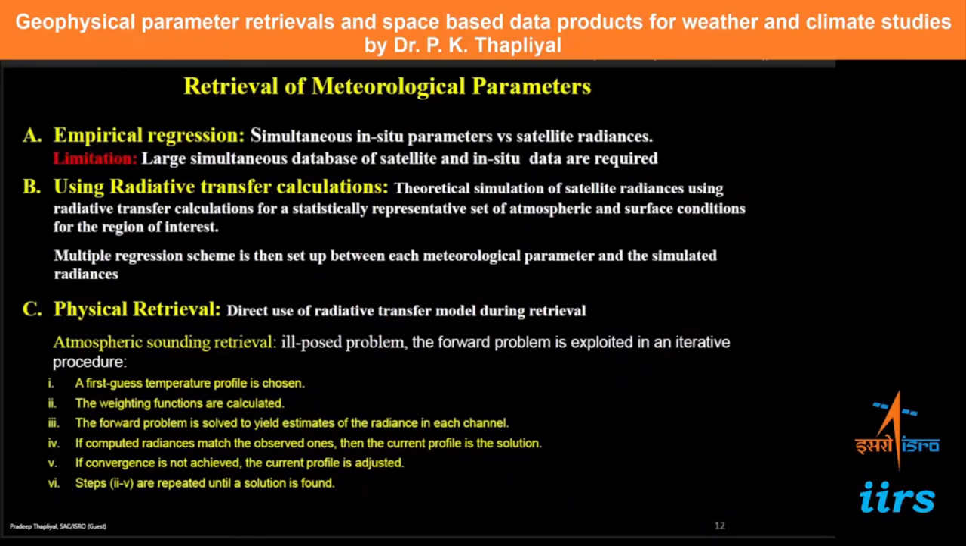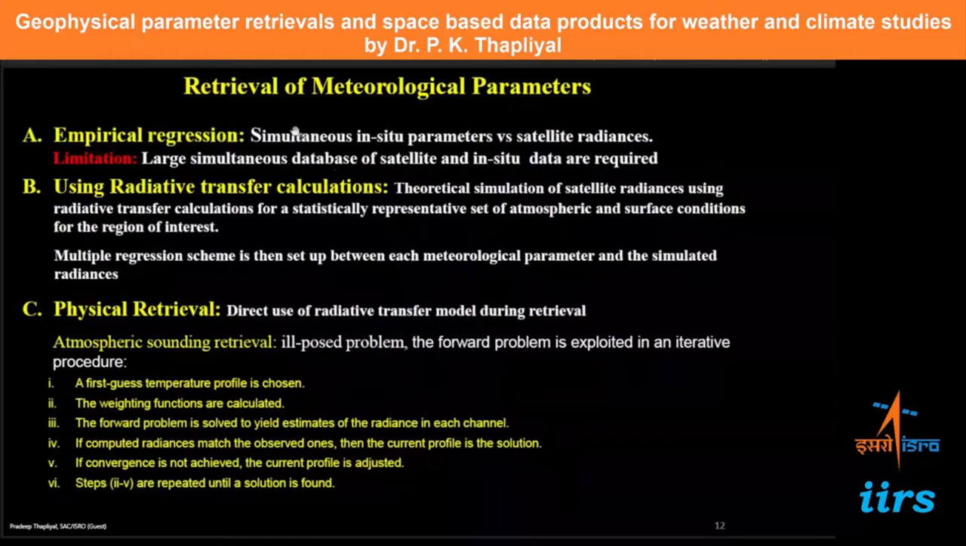So how can I make a relationship between the satellite observation and simultaneously measured atmospheric parameters like water vapor, temperature, humidity, sea surface temperature. If I make a large database of this type of matchup data set, then I can generate an empirical regression relationship. And these days, AI/ML methods are also very popular, where you can have a very, very large data set, and you can train it to give retrieval in future whenever you have satellite observations available.